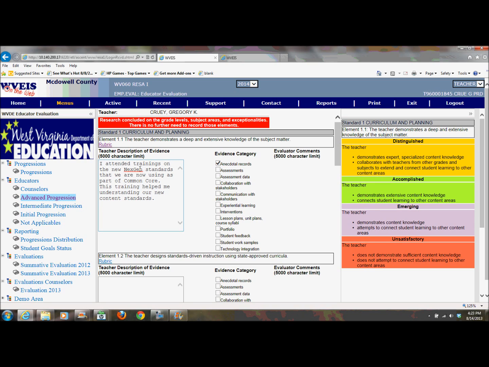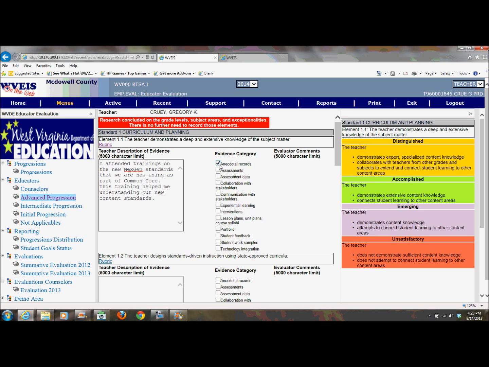I'm going through the 14 elements, the ones that I feel like I need to add evidence on. I'm going to type in some text here. I have up to 5,000 characters to describe something that I have in this category, some data or some material that I could bring to a session.